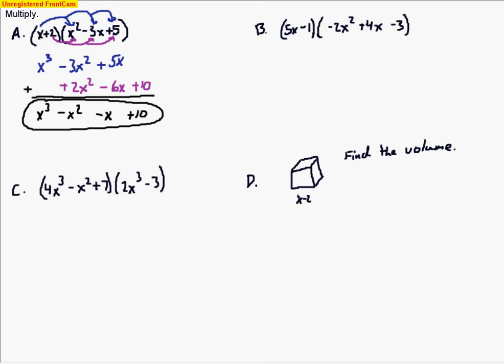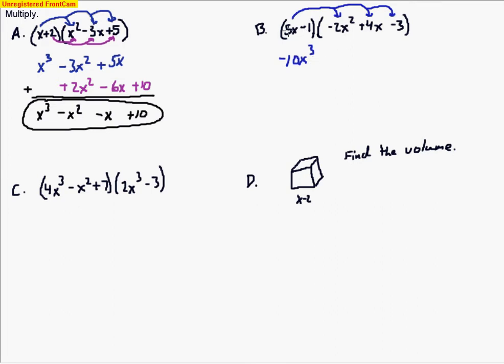Well, here's another one to practice. Same sort of thing. This time we just have a 5x minus 1, so 5x times each of the numbers in that trinomial. So it's the same sort of thing. 5x times negative 2x squared makes a negative 10x to the third power. So 5 times negative 2 is negative 10. X times x squared, we saw in the last problem, that's x to the third.